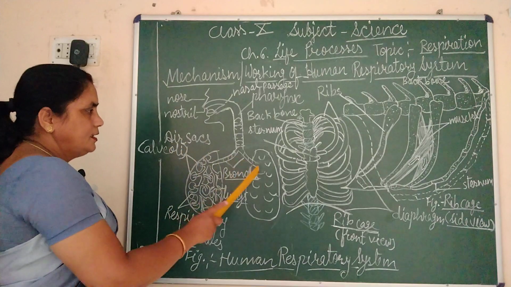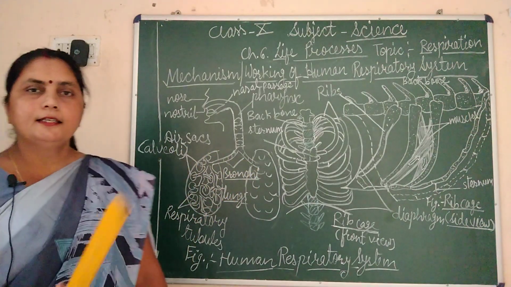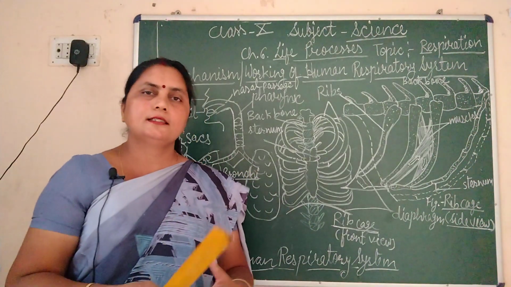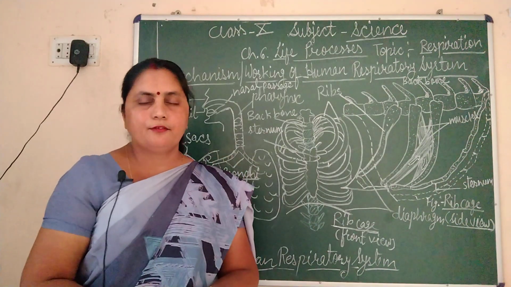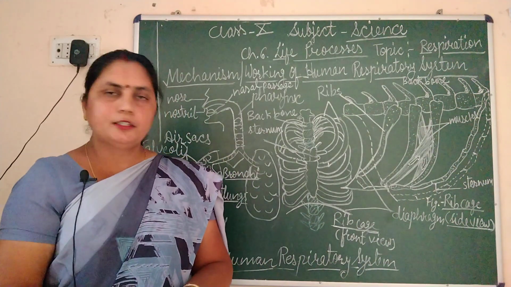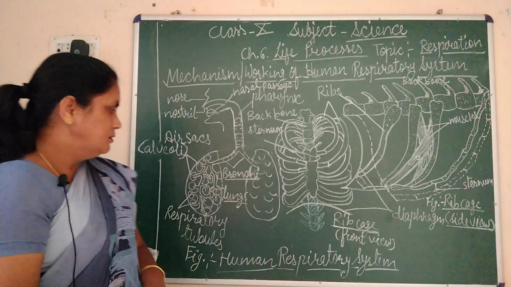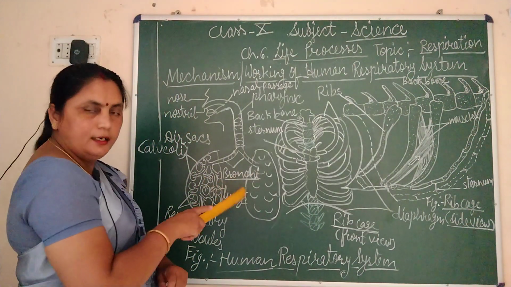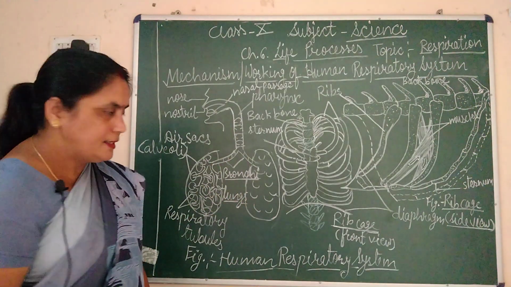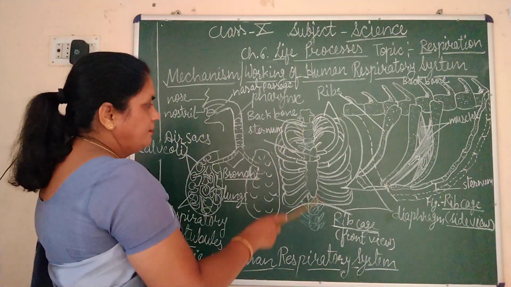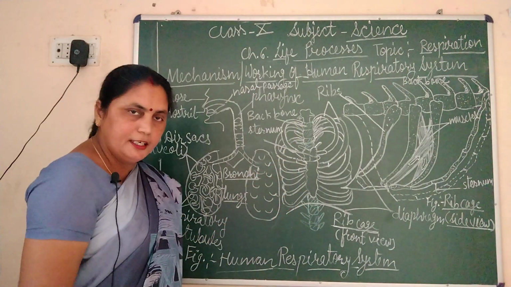Yes, now these lungs are protected inside rib cage. If you touch your chest area and press it, you will feel something hard from there. So there are ribs, you all must know, and lungs and the heart which is present between the lungs, they are protected by rib cage. So here I have drawn a rough diagram of rib cage.